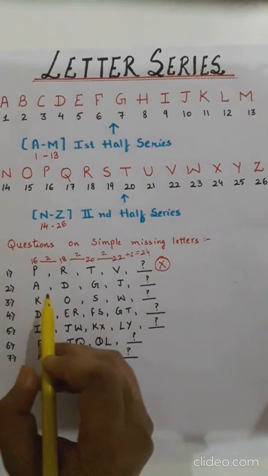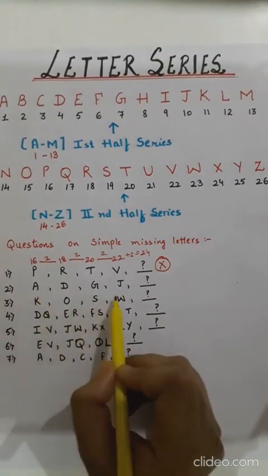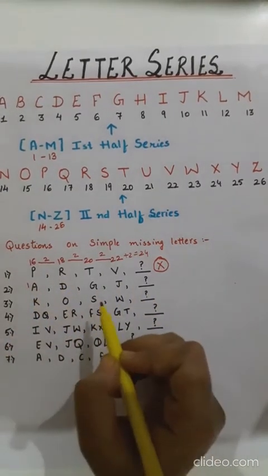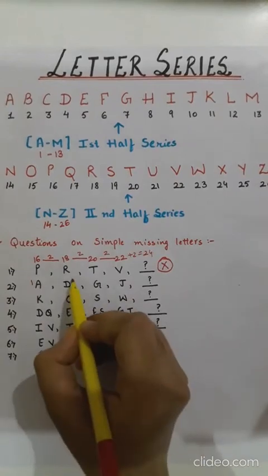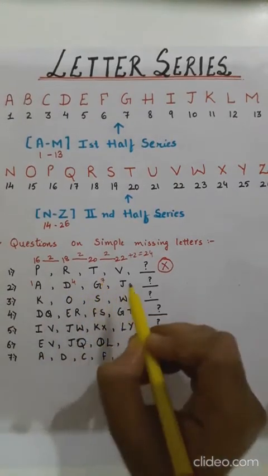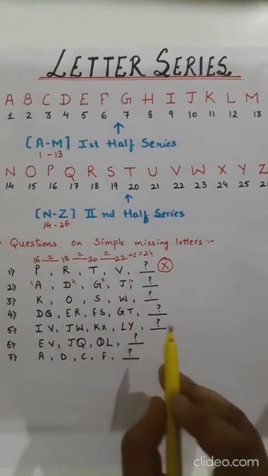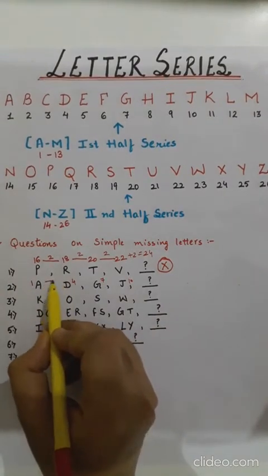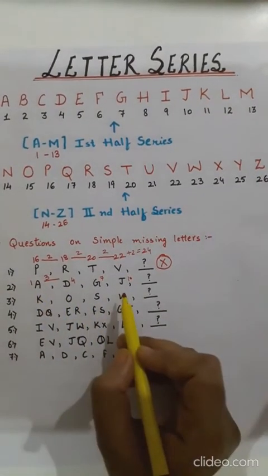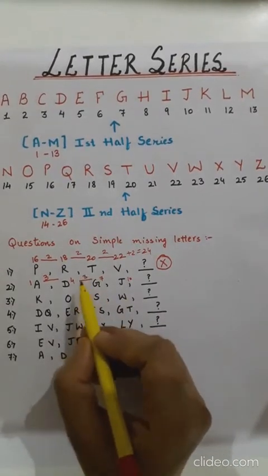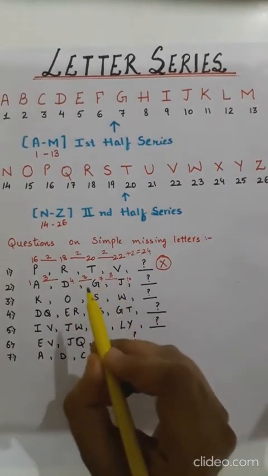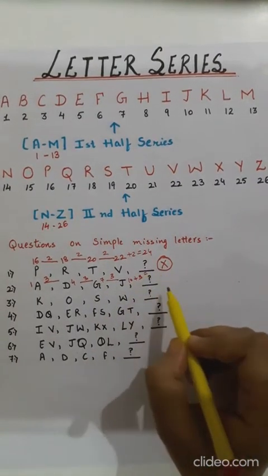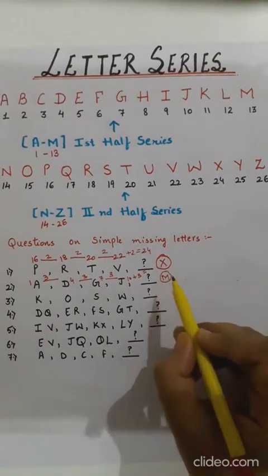So our missing term is X. X is the answer. Next we have A, D, G, J, and we have to find the next missing term. A comes on 1, D 4, G 7, J 10. First you have to write all the place values, as that will make it easy to find the differences. A and D difference is 3, 1 and 4 difference 3, 4 and 7 difference 3, 7 and 10 difference 3. To get the next place value, we add 3 to 10, that is 13, and on 13 comes M. So our answer is M.